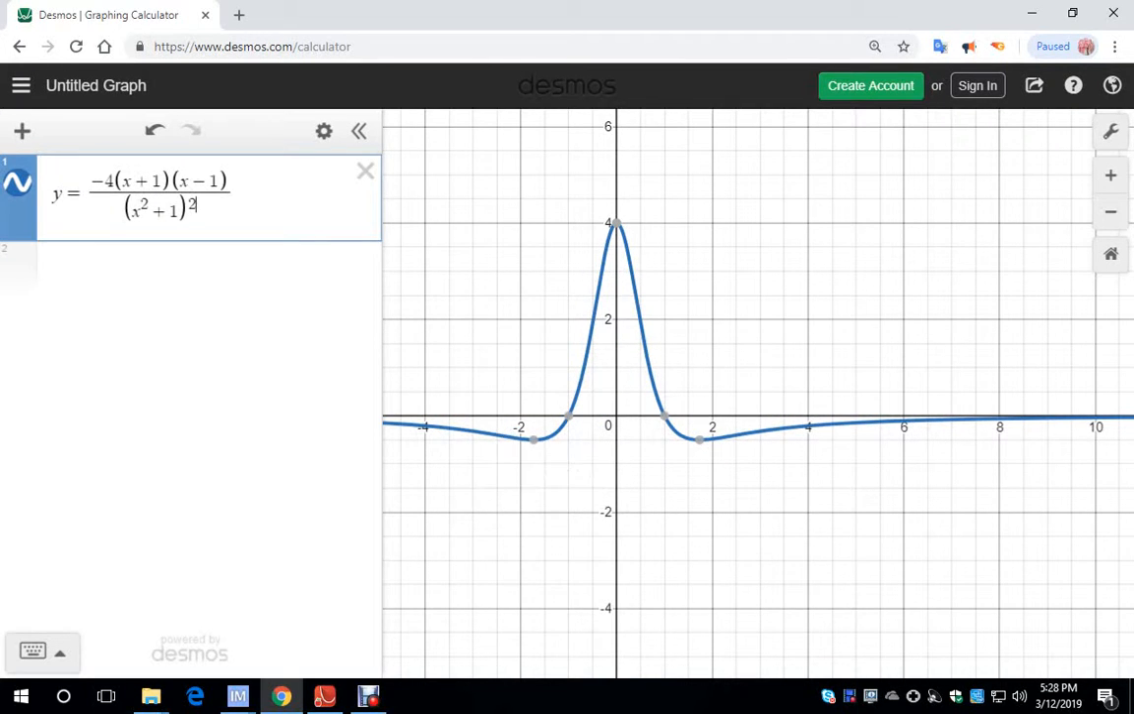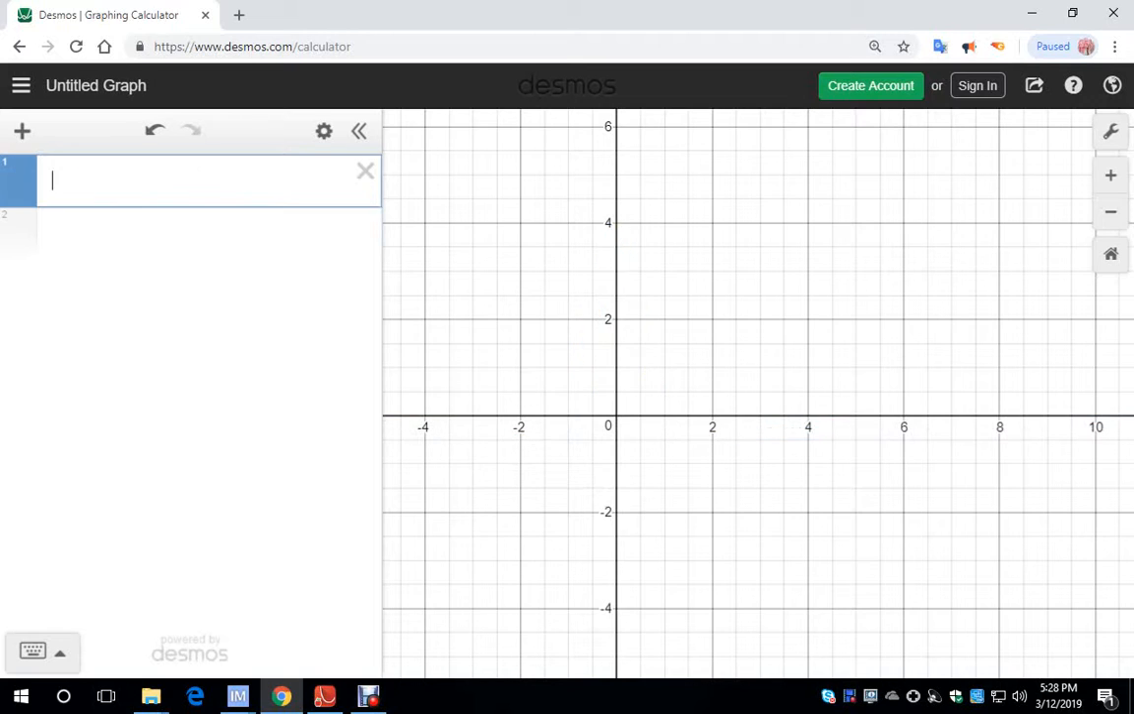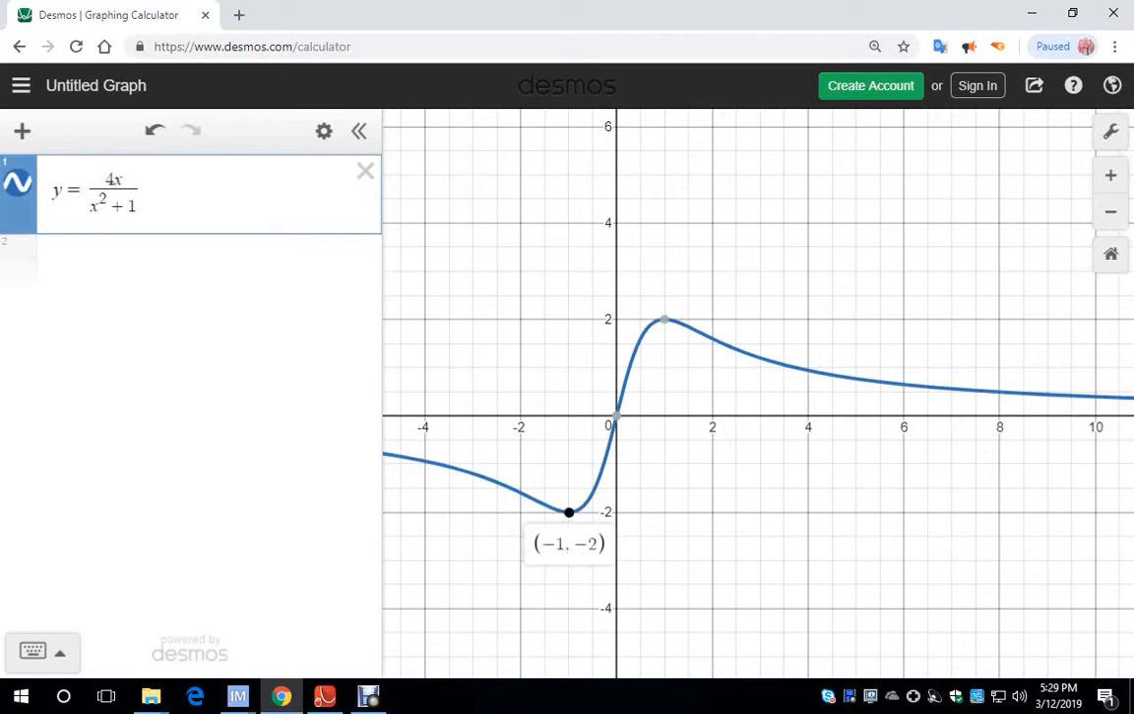I think, did I do that right? I actually just typed in our slope equation. So this is 4x divided by x squared plus 1. So we have our stationary points here and here. So we see that the graph is decreasing all the way to -1. It decreases from 1 to infinity, and then we increase from -1 to 1.